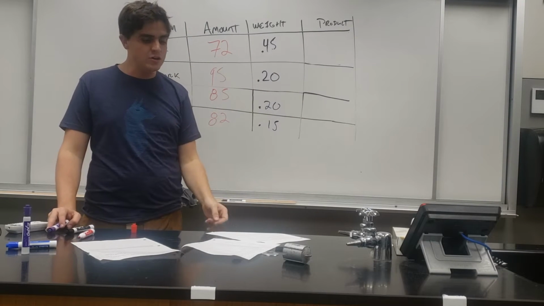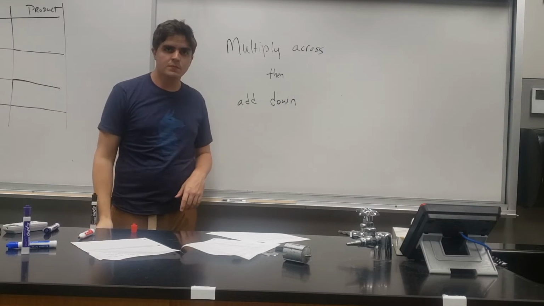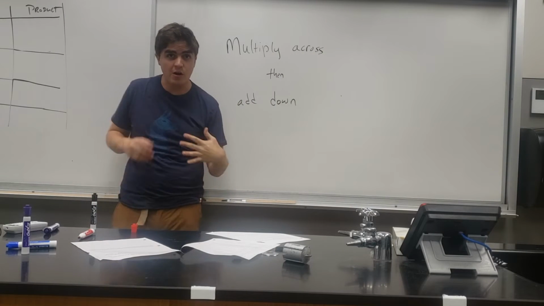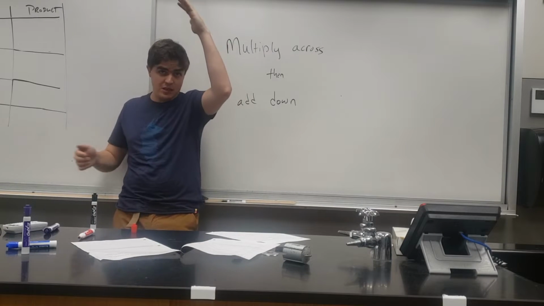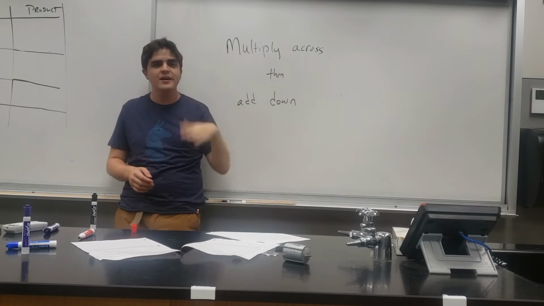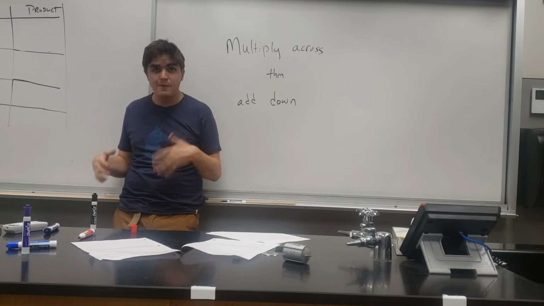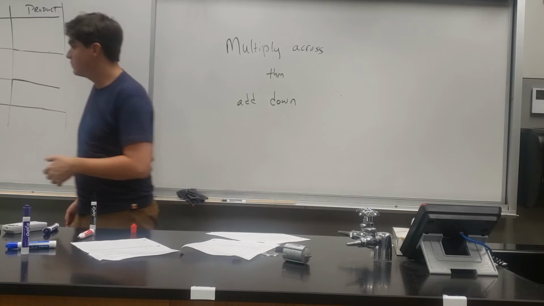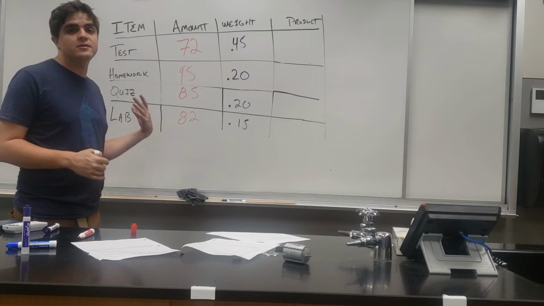Now, what I want you to do is along the top of your page, pause this for a moment and write down something. That something is to multiply across, then add down. Our process in this is going to be doing a times operation for each row, and then at the end we'll have a column where we add down. It's really important. We're going to use this several times where we multiply across, add down. The reason why we're doing it in this order is it's going to help us out later on in chemistry when we do more advanced problems. So let's go back to our table for a second.